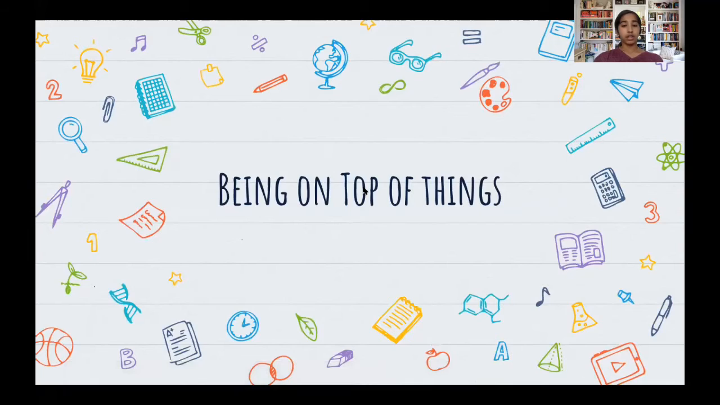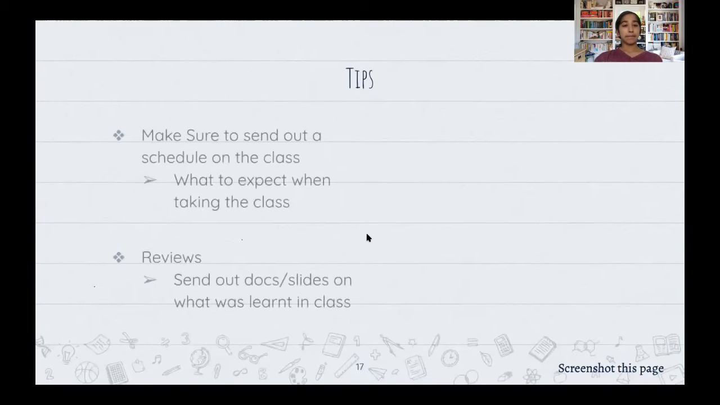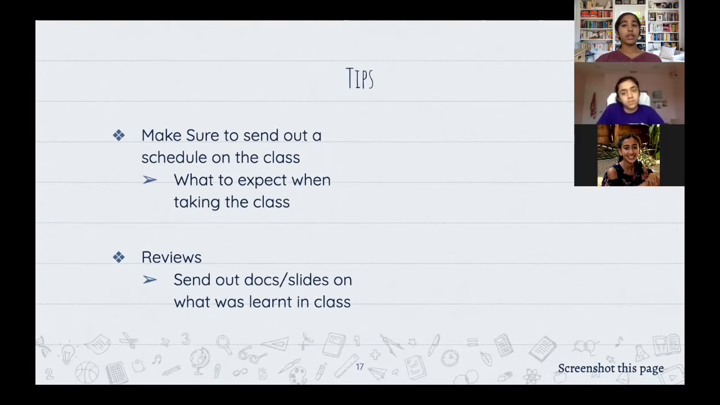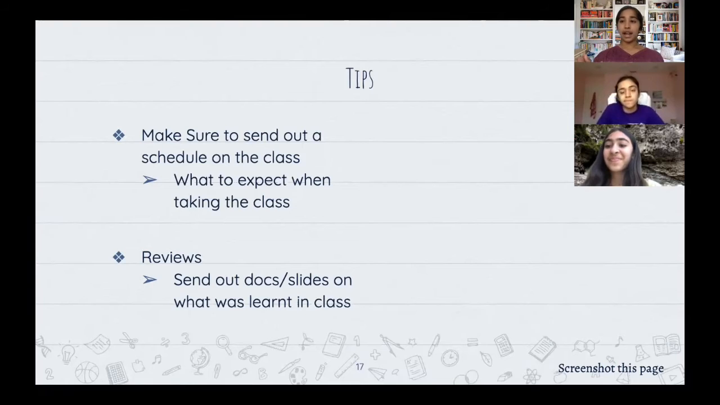Being on top of things. These are some tips. Make sure to send out a schedule on what to expect in the class. This will also help the parents know what their child is going to be learning, help them get prepared, and it'll make sure that the kids aren't distracted, which is a really big one. Because if you don't tell them the schedule, what you're going to be doing, then they'll be like, hey, now can we do the Kahoot? Now can we do the experiment? We've had that question so many times.